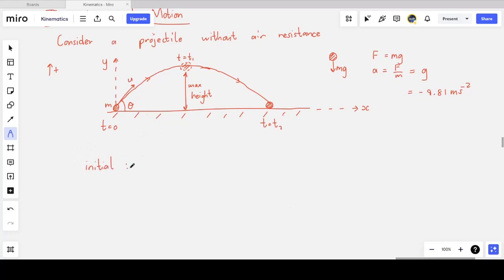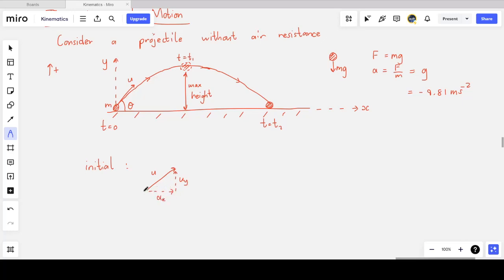But initially, what do we have? Well, I kick the ball with some initial velocity u. And the problem I have here is that the ball has two components of velocity at any point in time. It's moving in an arc. It's not moving along the x-axis or along the y-axis. So what I do, like I do with vectors, is I break them into components.